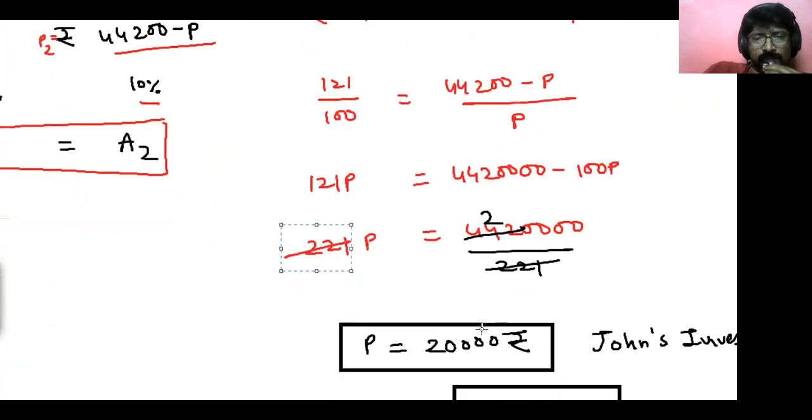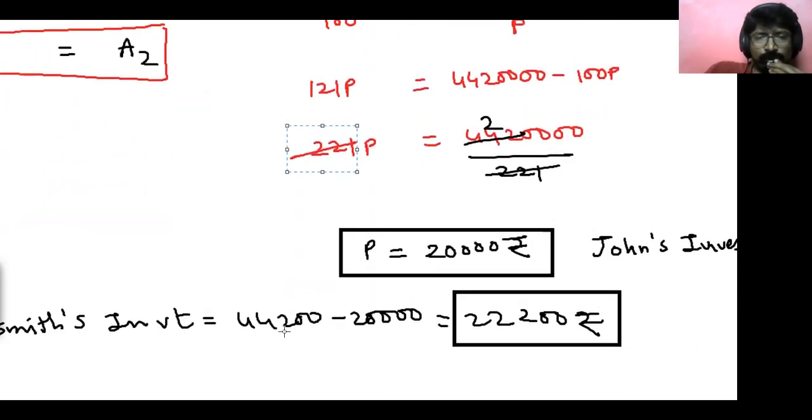What do you mean by P becoming 20,000 rupees? P is becoming 20,000, so John's investment is rupees 20,000. So what will be Smith's investment? Obviously 44,200 minus 20,000. That will become 22,200 rupees. I hope you understood this perfectly, isn't it?